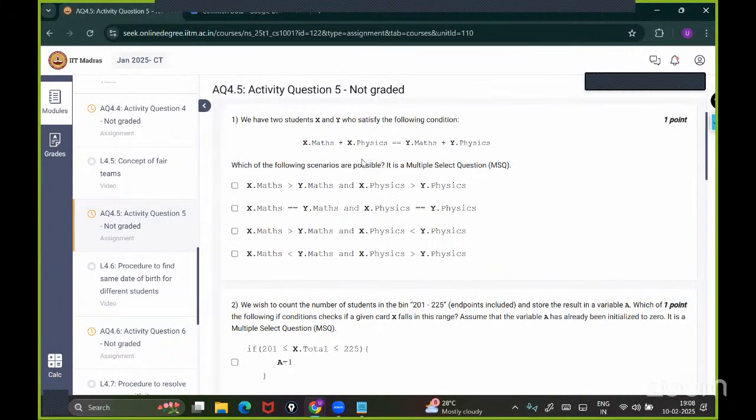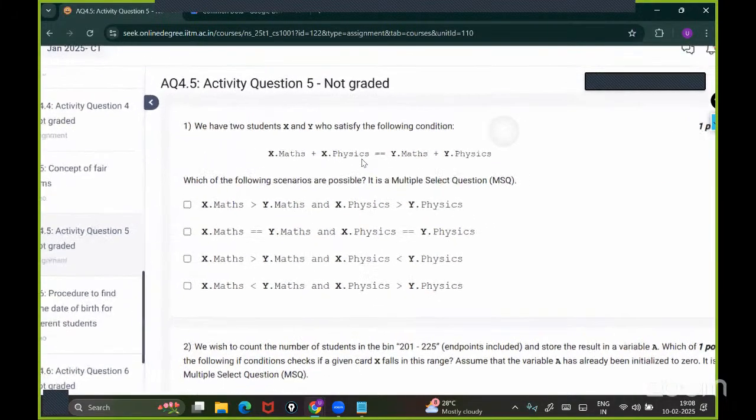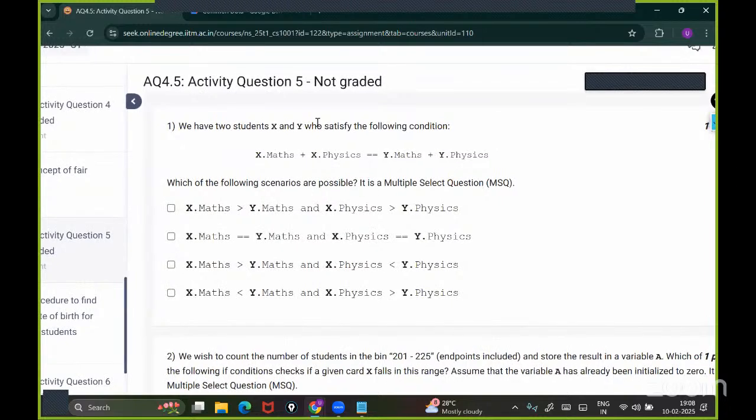So here is activity 4.5. They have given that we have two students, X and Y. We have to satisfy this condition. So what can the possible scenarios be? That is, the particular person's maths and physics marks added together have to be equal to the other person's maths and physics marks added together. It's like added value and added value. So what can be the possible scenarios, people?